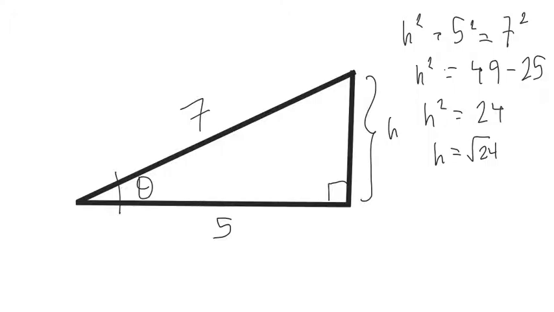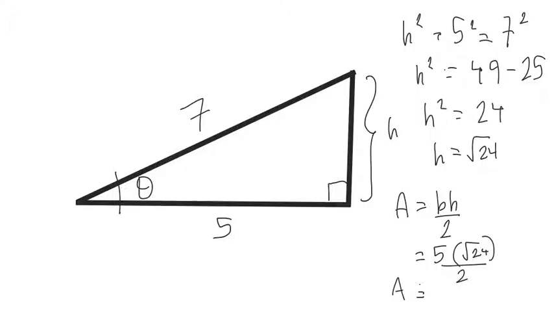So now we have the value of h, and again we just need to go into our area formula, base times height divided by 2. The base is 5, the height is the square root of 24, and we divide all that by 2, and we get approximately 12.2 square units. All right, so there you go. We didn't even have to use trigonometry in that case. We just needed to use the Pythagorean theorem.